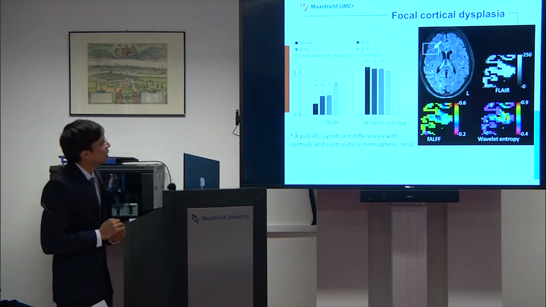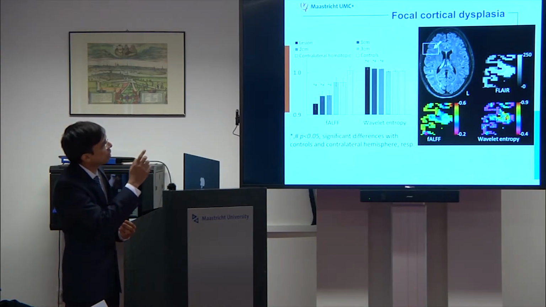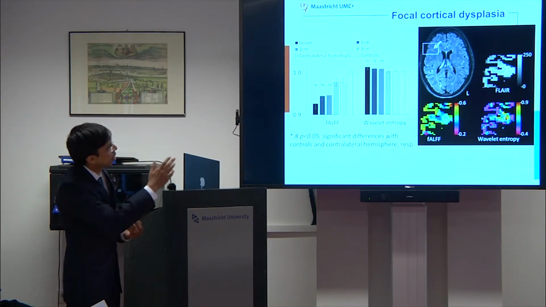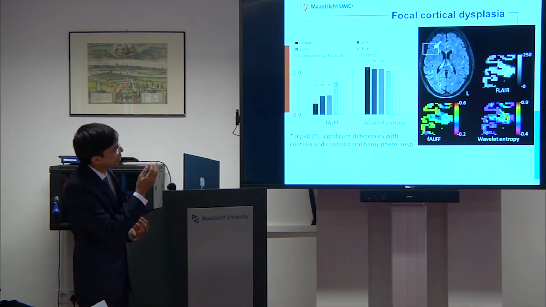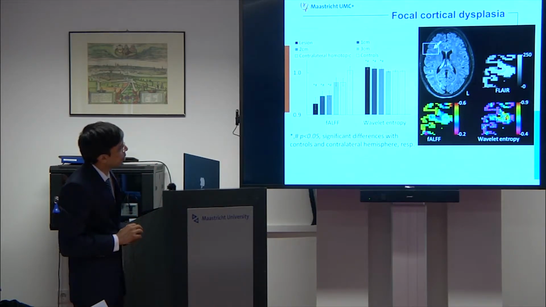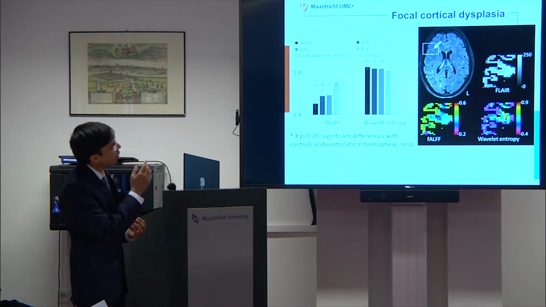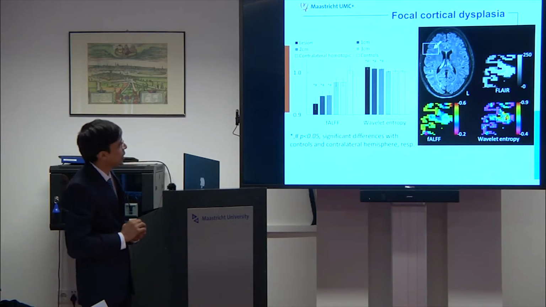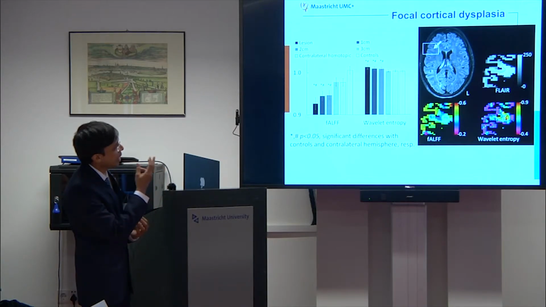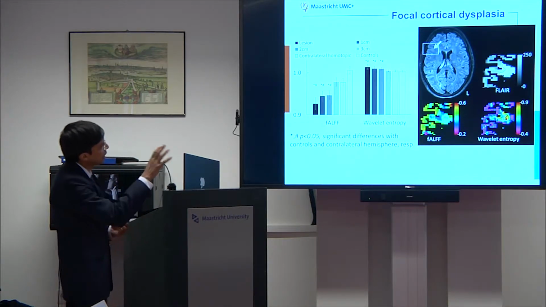You can observe in this image that is shown for the individual patient on the right, there is a lower amplitude that goes beyond the boundary that is shown in the FLAIR image. And for the wavelet entropy also, you can observe a higher wavelet entropy that goes beyond the lesion boundary compared to the FLAIR image. This is an individual case.